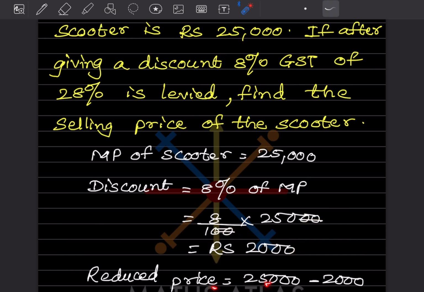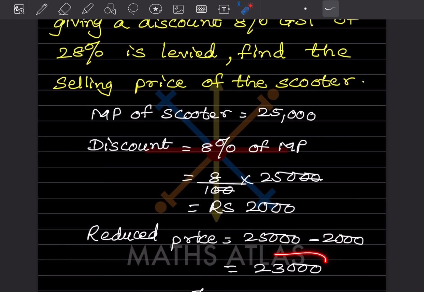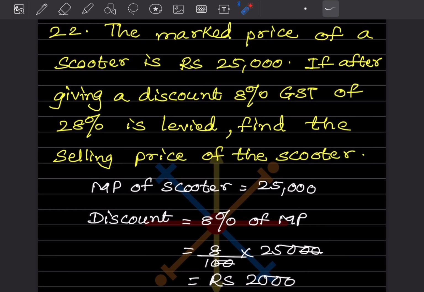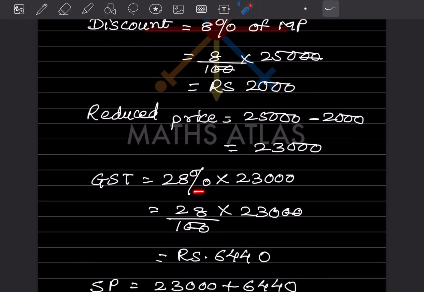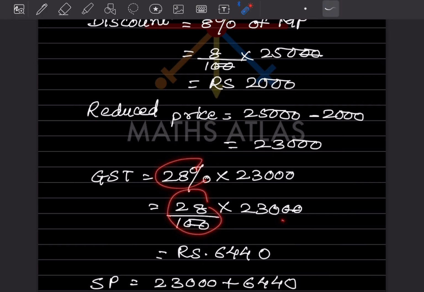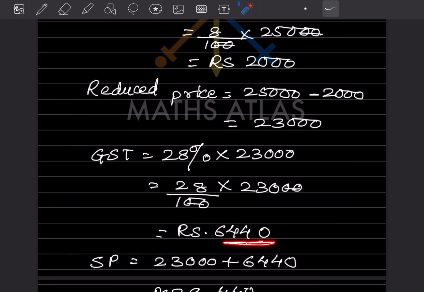So the reduced price will be MP minus the discount. So that will be 25,000 is the MP and the discount is 2,000. So the reduced price is 23,000 and GST is given as 28%. So 28% of the reduced price. So 28 by 100 into 23,000, which is going to be 6,440.